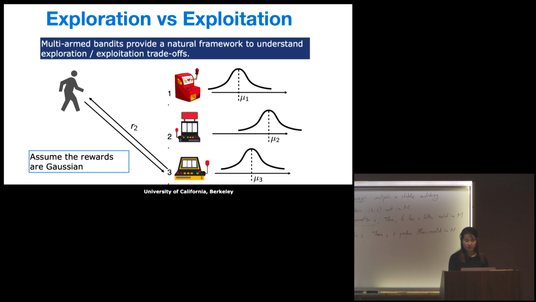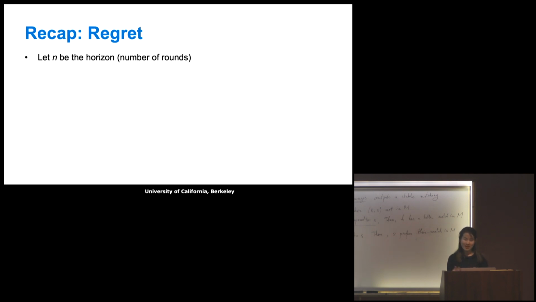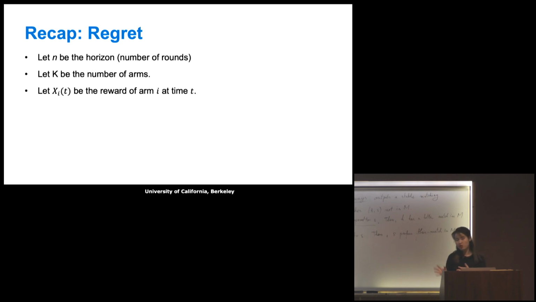And so now to recap, what is regret? Just a very quick refresher. We have N to denote the horizon, which is the number of rounds that you can play, and K is the number of arms. Here we denote the reward of arm i at time t with X_i(t), and that's a capital letter because that's a stochastic quantity. And A_t is the arm that you choose at time t, so that's a sequence of arm choices indexed by the time.